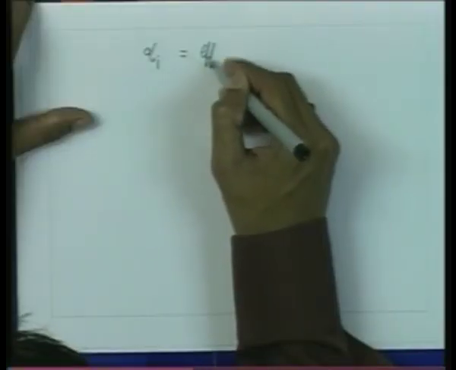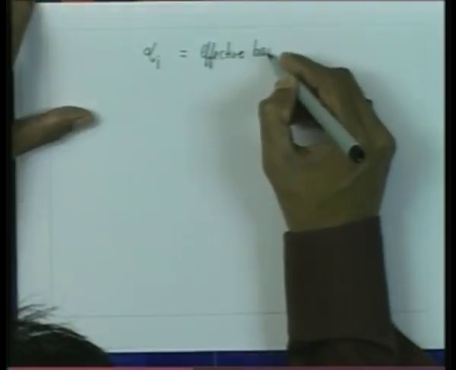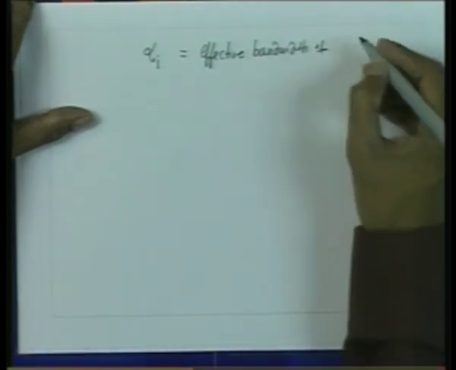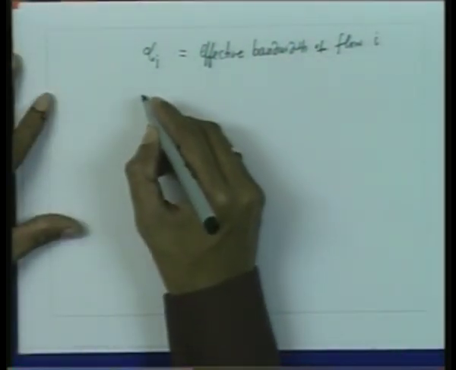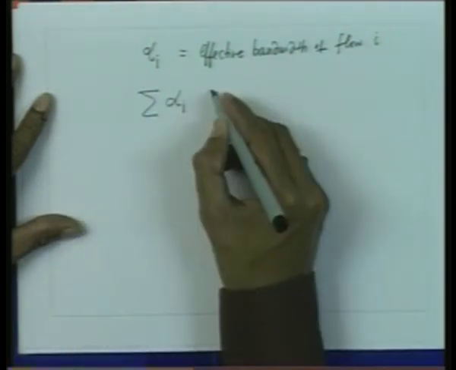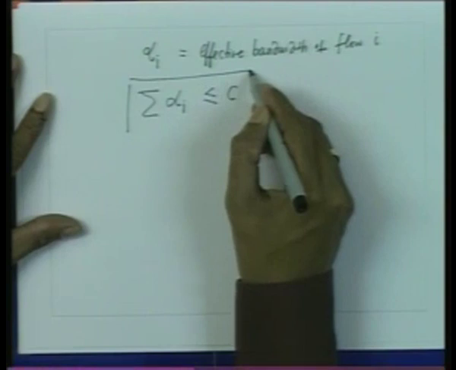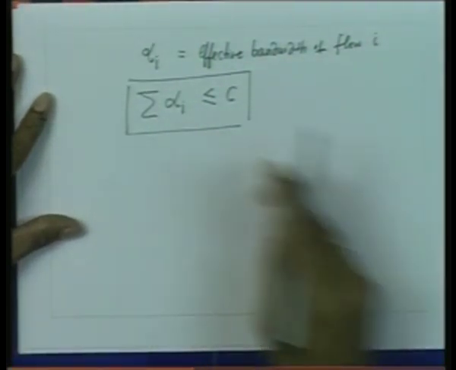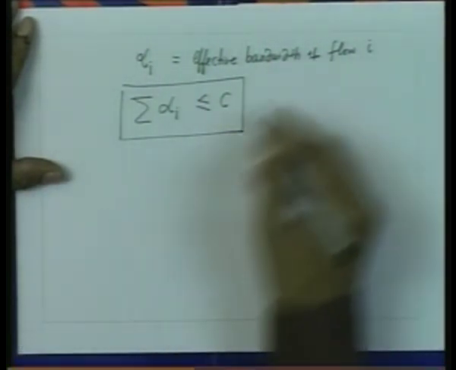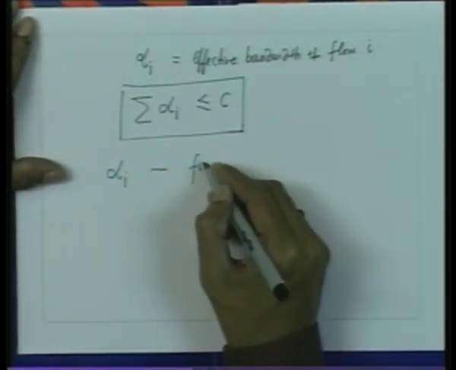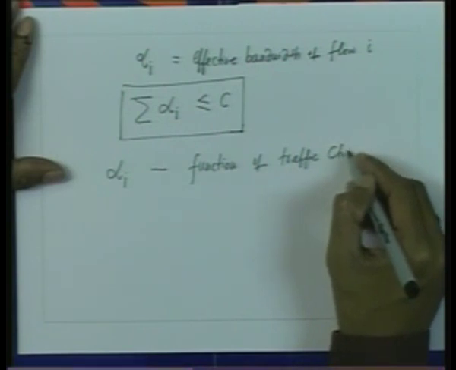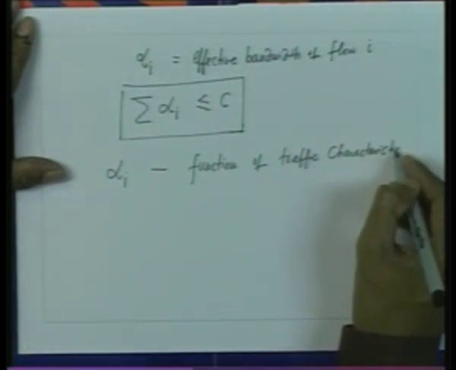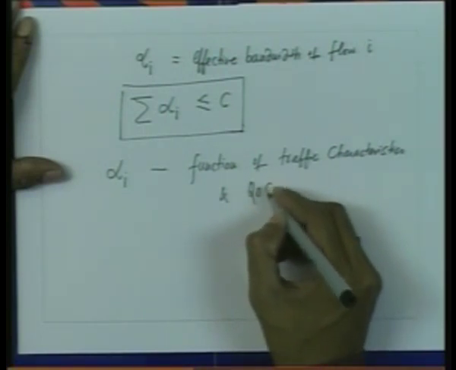So if we say that alpha i is the effective bandwidth of flow i, then we have a very simple admission control policy which says that the sum of alpha i should be less than or equal to C, where the effective bandwidth alpha i is definitely a function of traffic characteristics as well as the quality of service attribute.